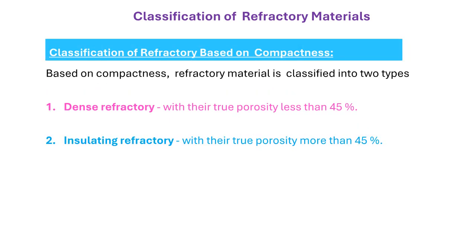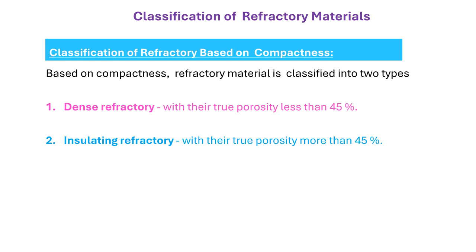Refractories can also be classified based on their compactness, that is, their density and porosity. There are two main types. Dense refractories, these have a true porosity of less than 45%. They are compact, solid materials that provide strength, durability, and protection. Because of their low porosity, they resist penetration by heat and corrosive gases, making them ideal for the hot face of furnaces.